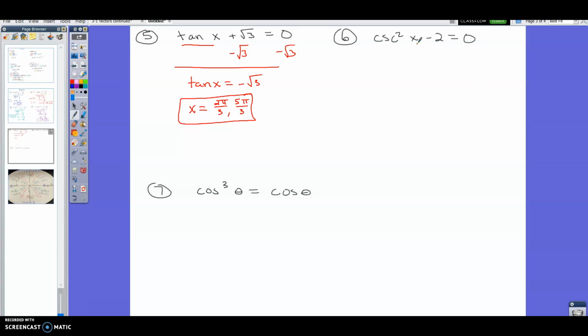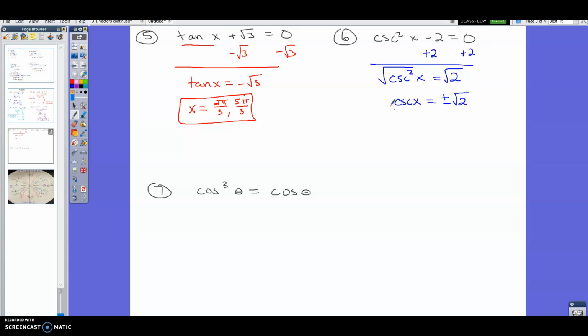Okay, number 6, we're going to try to be solving for cosecant squared here. So we want to get this cosecant squared by itself, so we've got to get rid of the minus 2 by adding it. So we get cosecant squared x equals 2. Now we can't have any square trig function, so we need to square root both sides. So we get cosecant x on this side, and when we square root both sides, we have to put a plus and minus, and then the square root of 2.